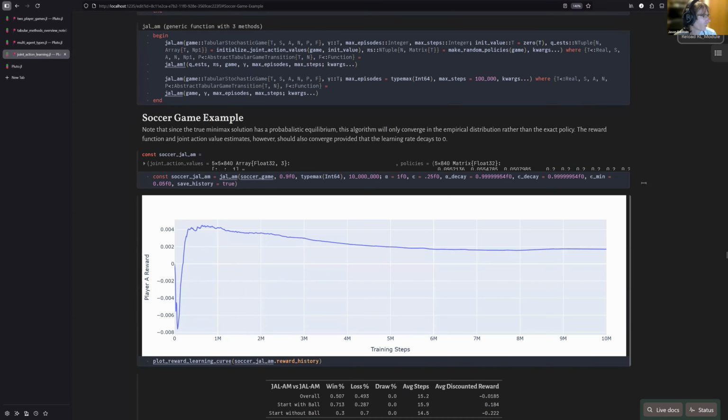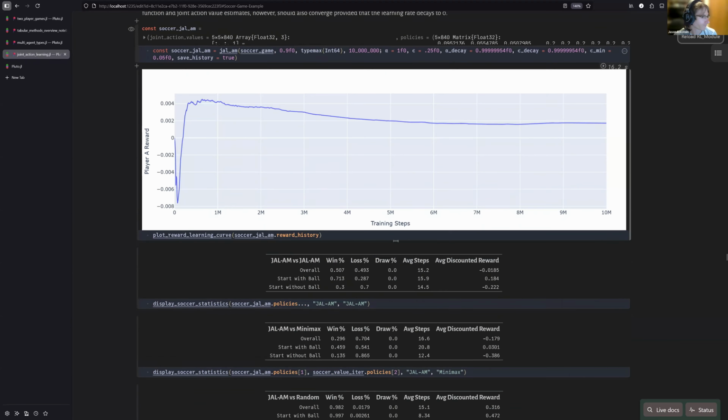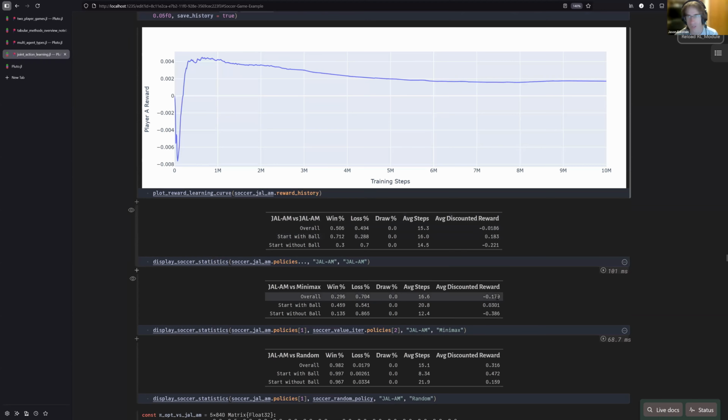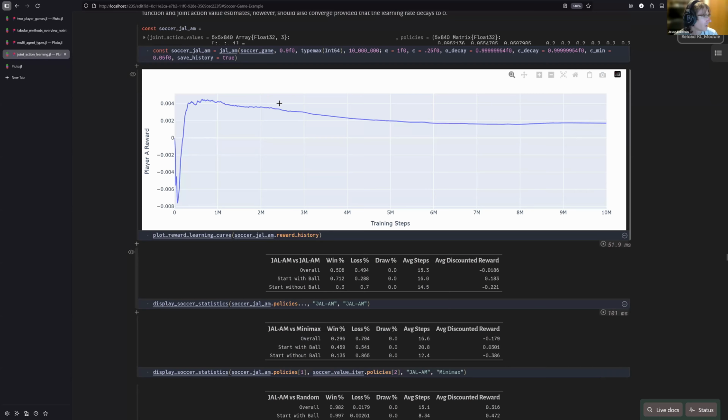So I'm going to show an example of it. The soccer game is a zero-sum game, so it's one of the games where we know it does converge. Maybe the actual parameters you have to use to get it to converge are a little finicky. Here I'm running it, and we can see it is getting stuck with a certain non-zero value for the agent playing against itself. And we can see that it's also not that great against the minimax opponent.